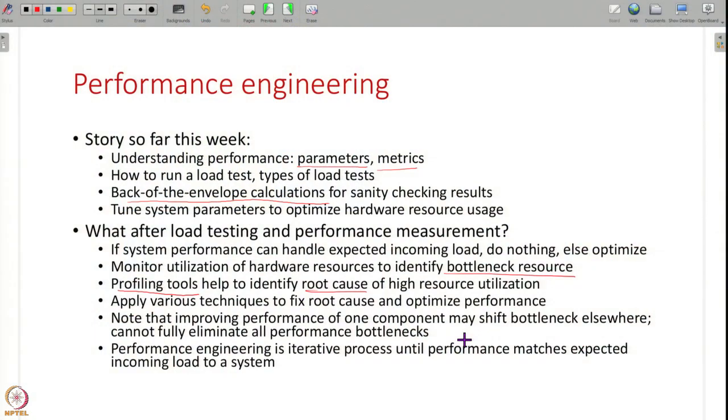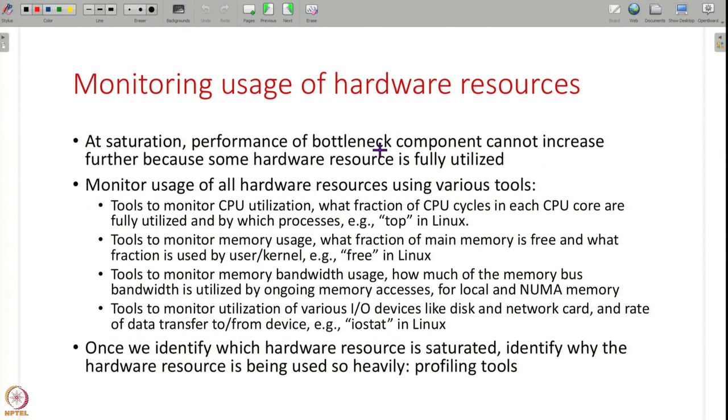Now let us see how you monitor utilizations and use profiling tools to observe the root cause of your problem, and some techniques to mitigate it. The first important thing is that at your bottleneck component, some hardware resource would have been at full utilization. The question is which hardware resource that is. So you have to monitor the utilization of all the hardware resources in your system to find out which one is getting exhausted and limiting the performance of your system.